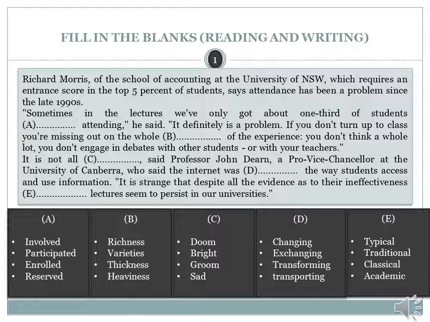Okay, and the idiom or the word phrase going together, which is commonly known as a collocation, right? The whole richness of the experience also, how we describe it, right? That if you don't turn up to class, you're actually missing out on it, right? Okay, and it is not varieties because it is not a plural thing. It is the whole, right? The whole, right? And richness of the experience.